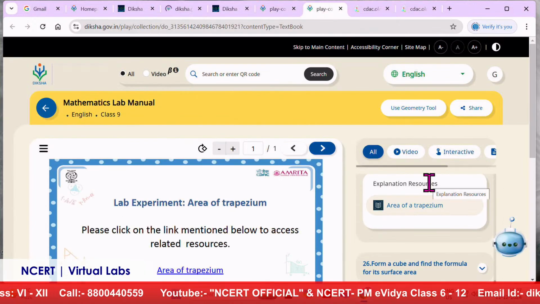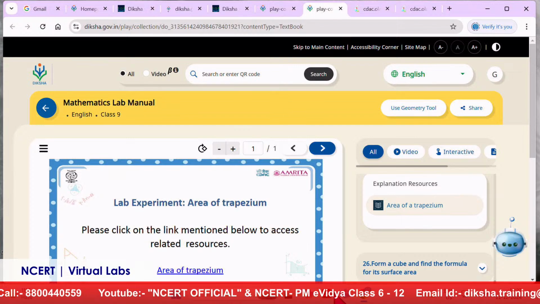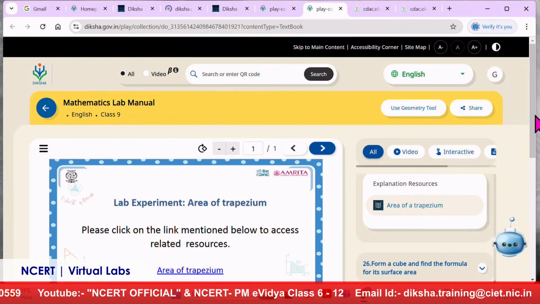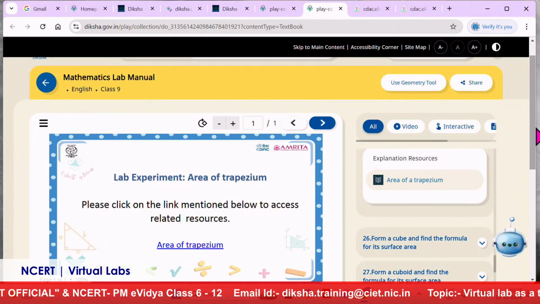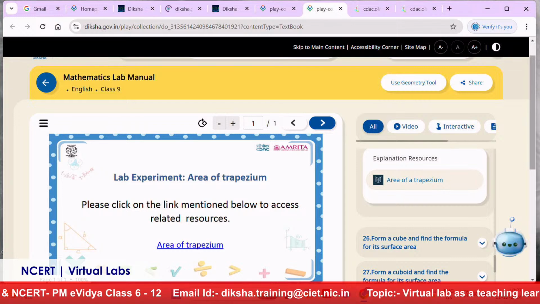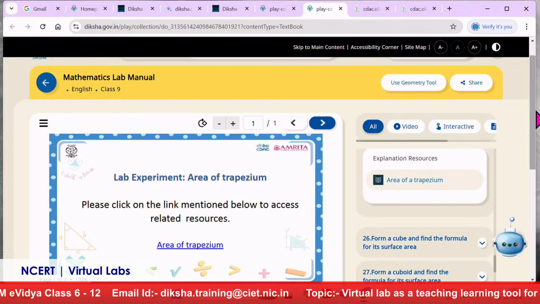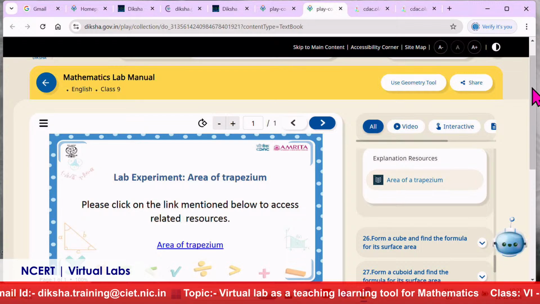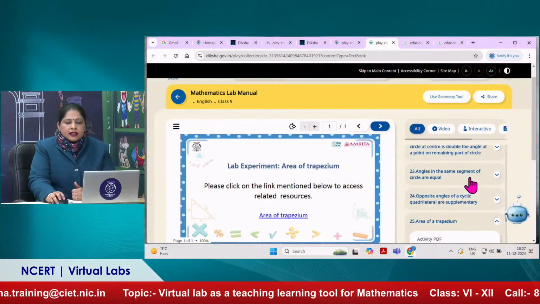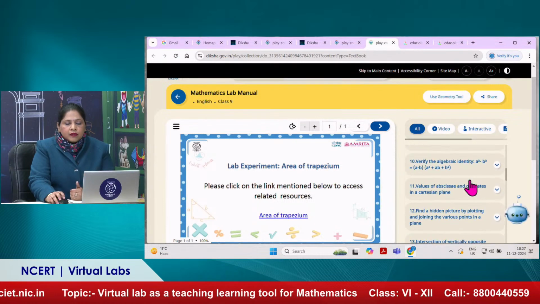So one of the experiments from class 9th is the area of the trapezium. As you can see, the sir has discussed various geometrical concepts that are very difficult to visualize. So this is the platform where you can visualize geometrical and 3D shapes, and you can understand the concept very well. So I am clicking, and on the right-hand side you can see the table of contents.